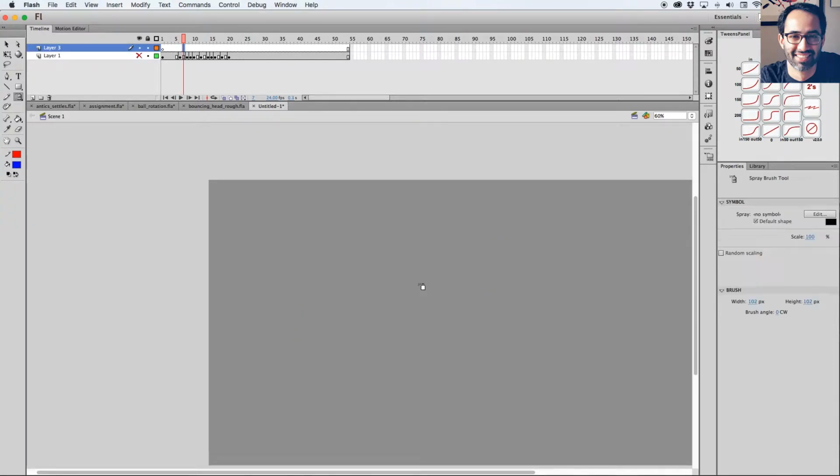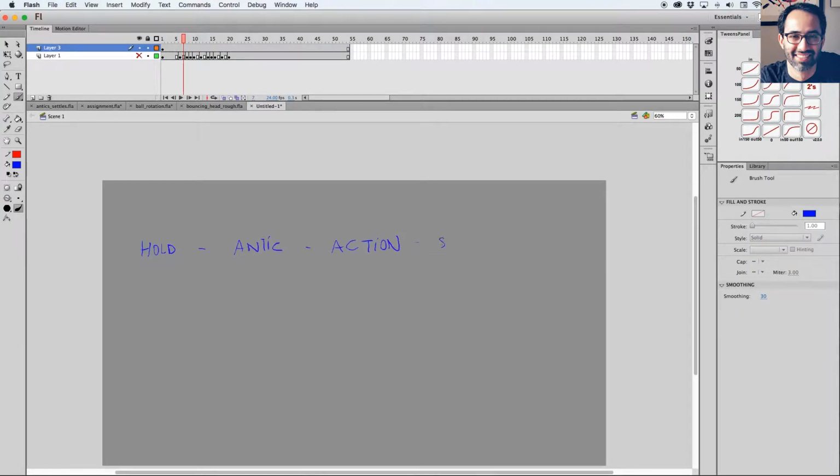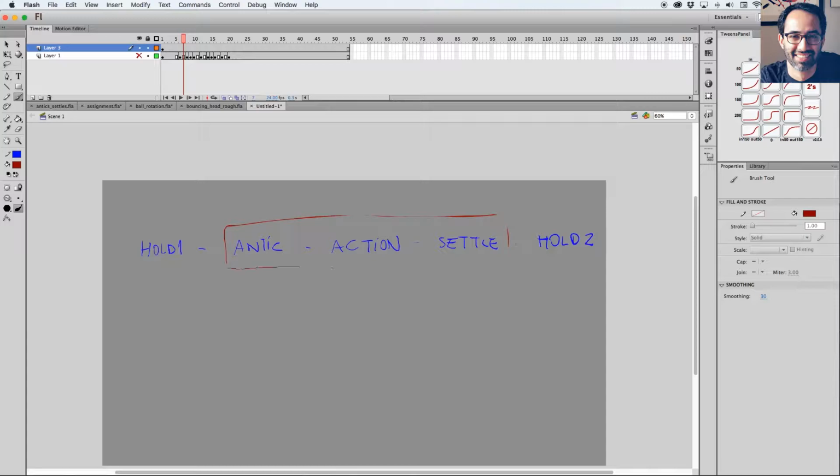So basically, an animation can be thought of as a hold position, and then an anticipation, or antic, and then the action, then the settle, and then the hold again. So hold 1 and hold 2. That structure is kind of the main point for this assignment for this week.